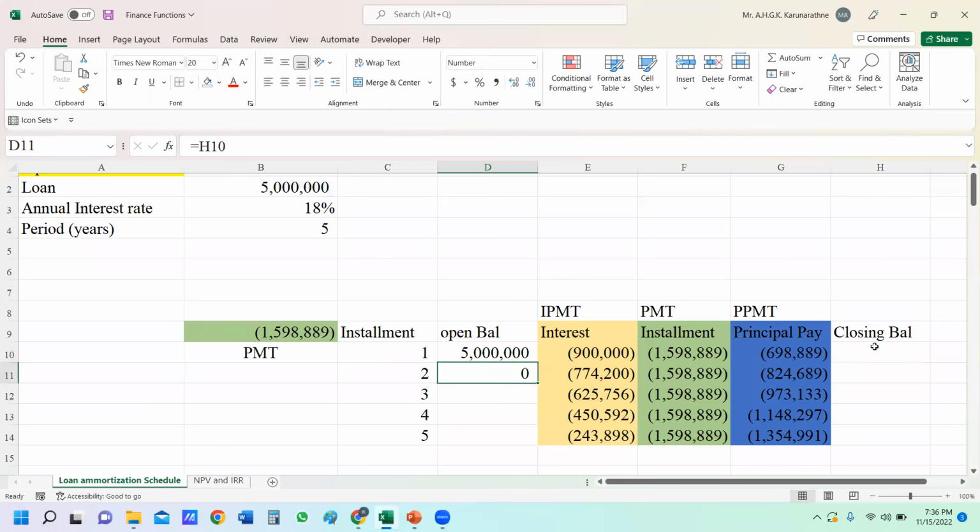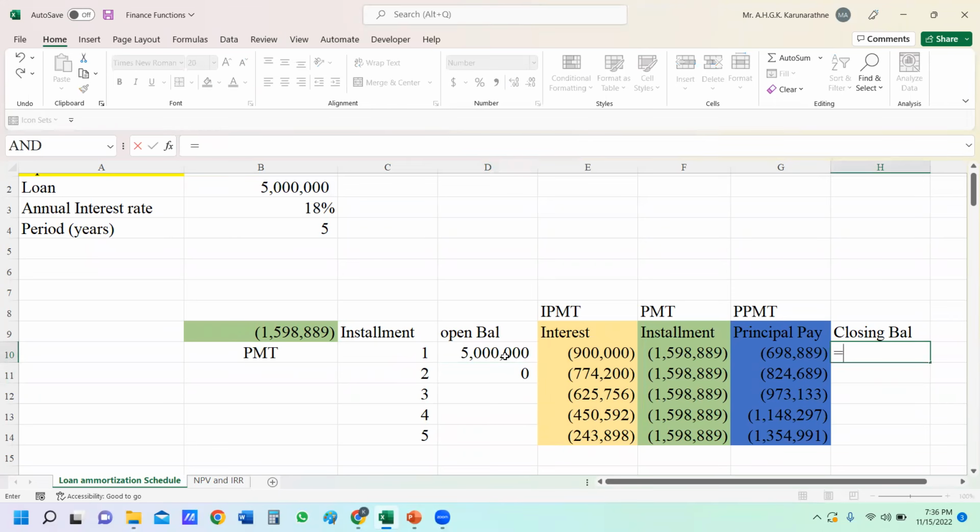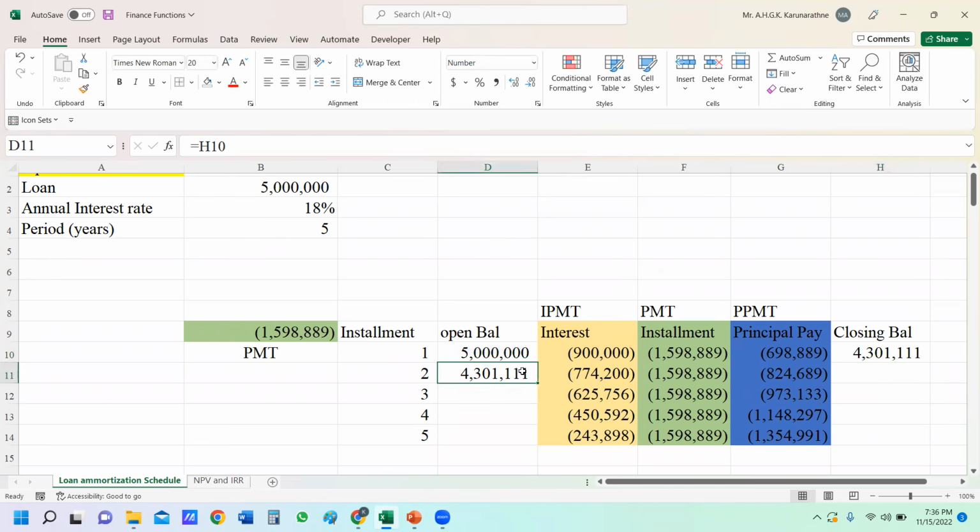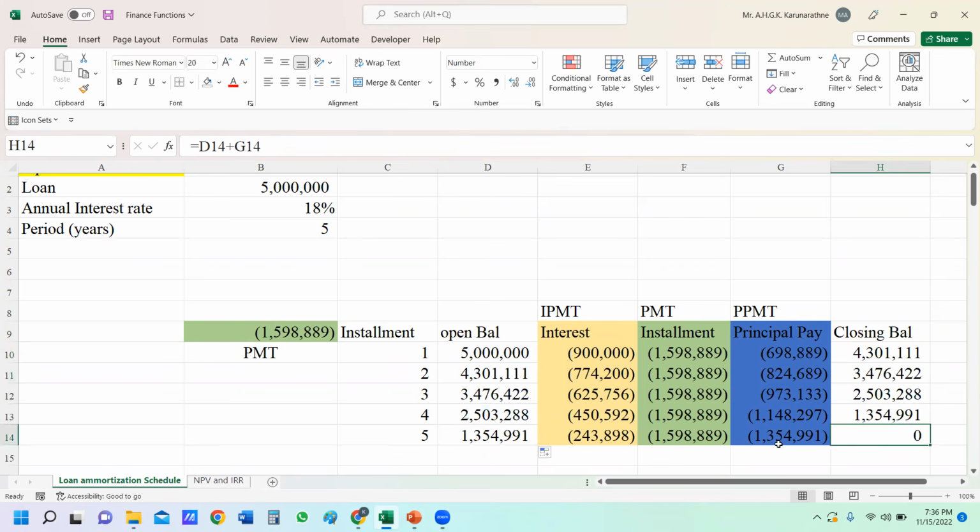Right, closing balance is equal to open balance plus loan repayment, because this is a minus, we put it as plus. That's it. This is your closing balance. And this closing balance can be taken as the open balance for this period. Then we can copy it to other parts. Then you can see the loan is fully settled at the end of the term of the loan. Right. That's it. That's about the loan repayment schedule.